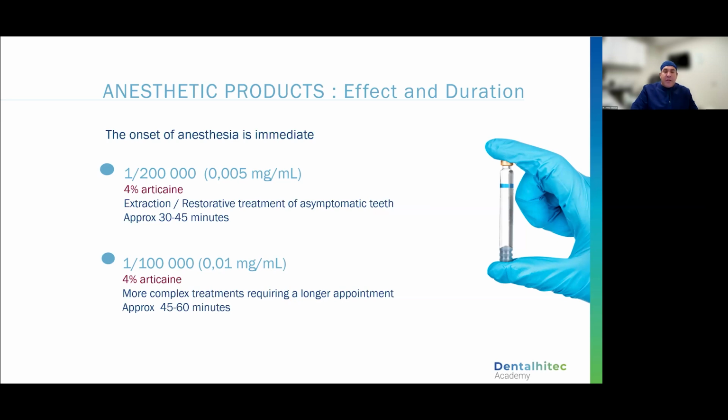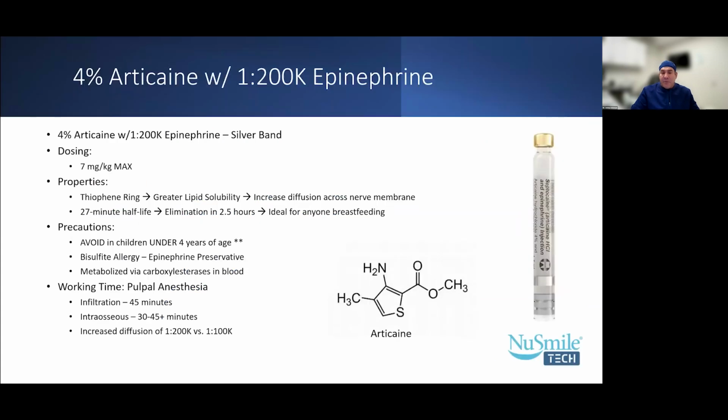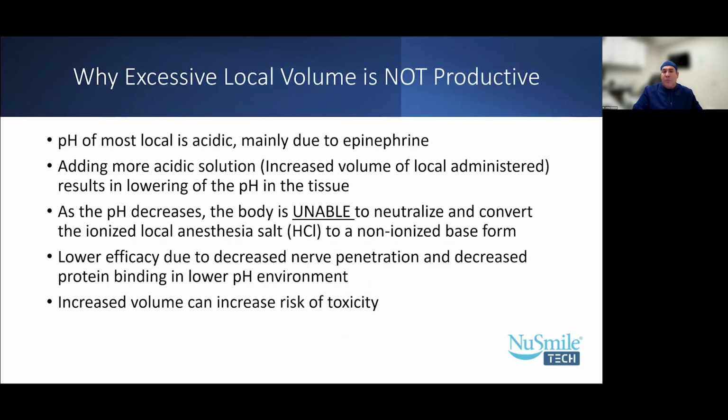We have these labeled in my practice in the drawer. The colors are different on the actual carpules of anesthetic, and 90% of what I use is going to be that 1 to 200,000. I would suggest having both. The idea of using that 1 to 200,000, I know it's a very small difference in the amount of epinephrine, but I do find it does make a difference, especially in the working time.